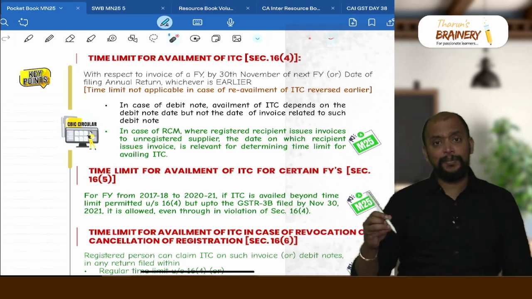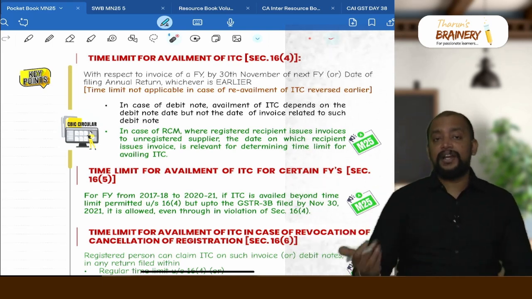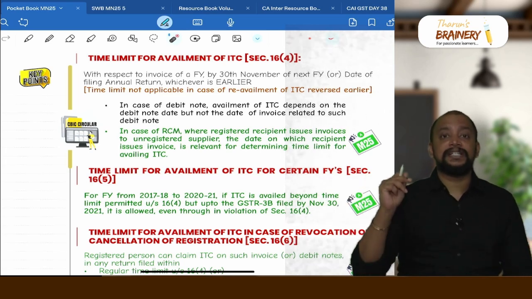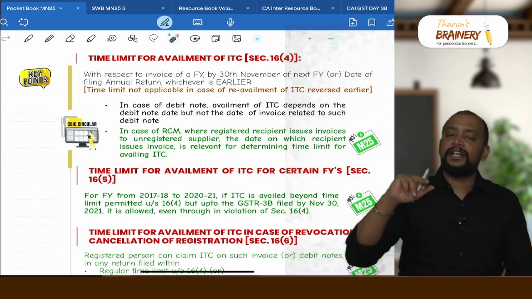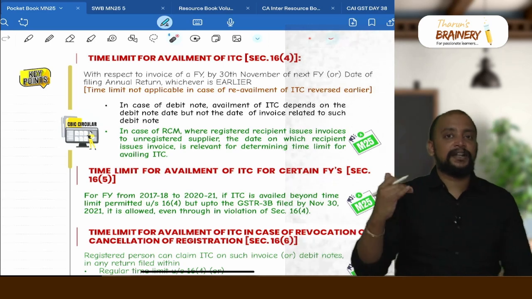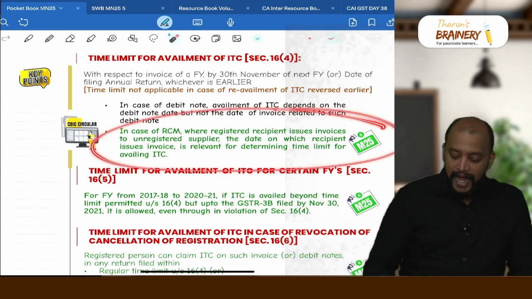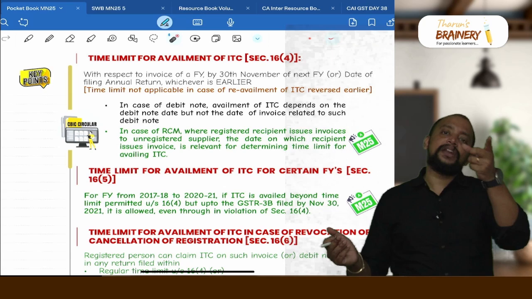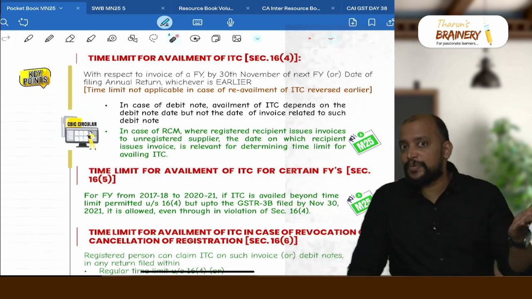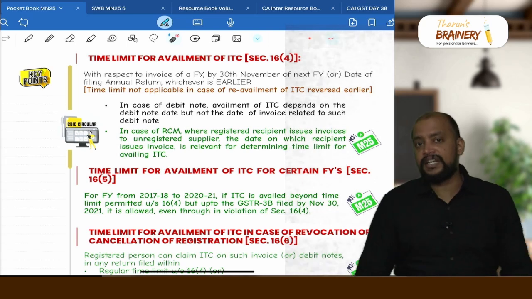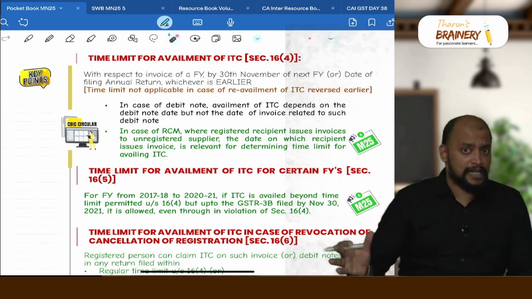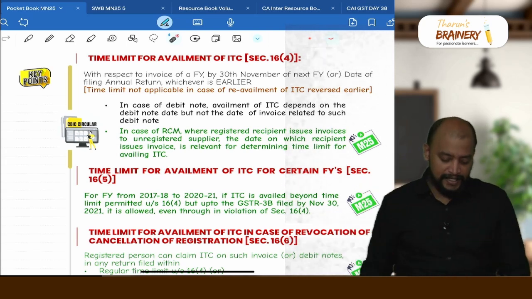Okay. But still it can be availed as ITC because it comes under the exception, because it is RCM. So it will come under 2B, but even if it is not coming under 2B also, still we can take because we have the exception. GST paid under RCM can be availed as ITC. And what is the maximum time limit? Just see the date on which the invoice has been given by recipient to supplier. Based on that date, you determine 30th November of the succeeding financial year or date of filing annual return, whichever is earlier, as a time limit for availment of ITC.